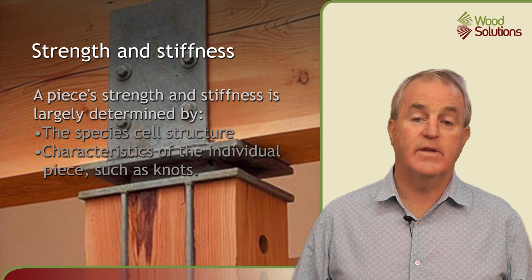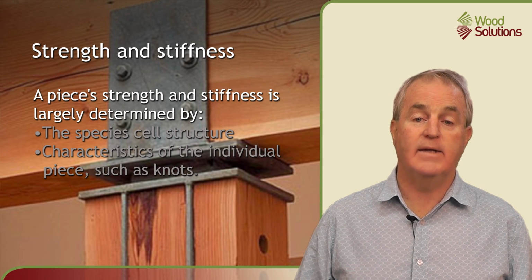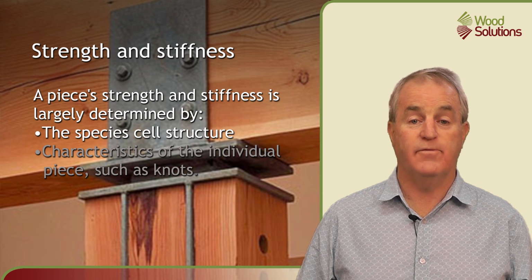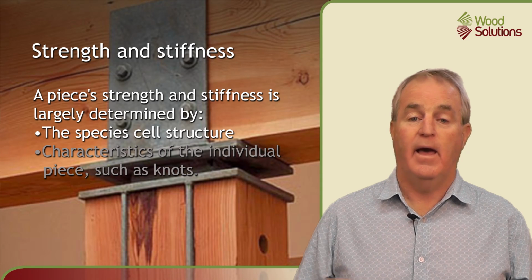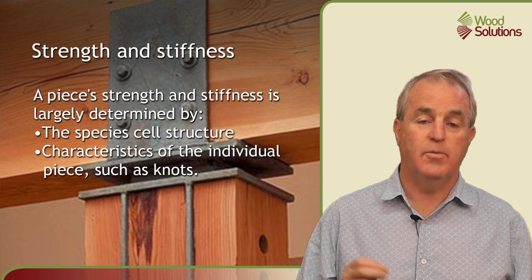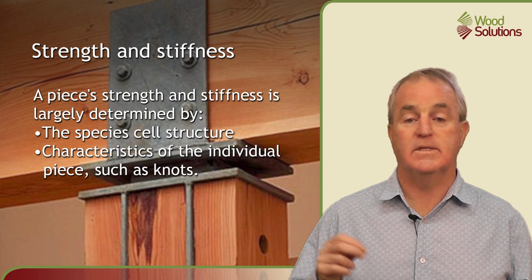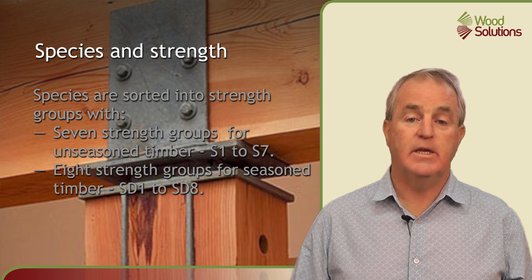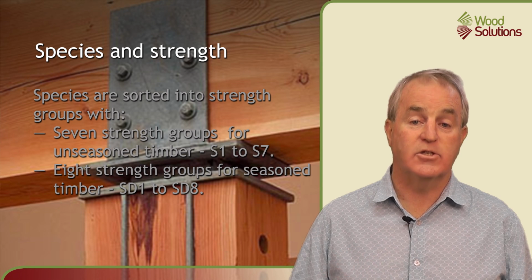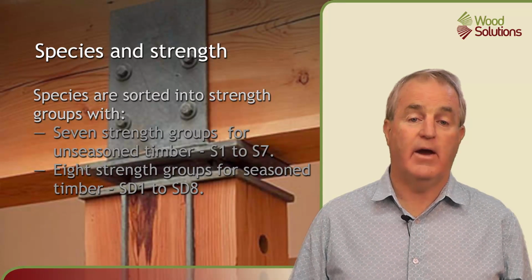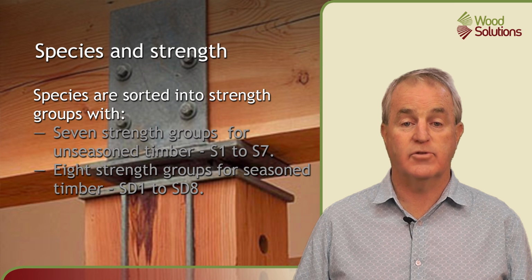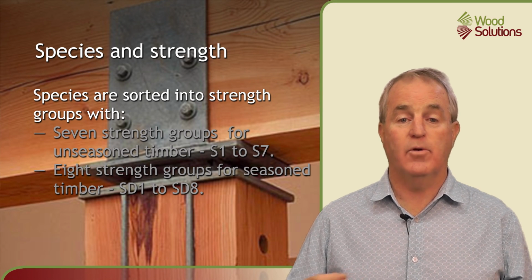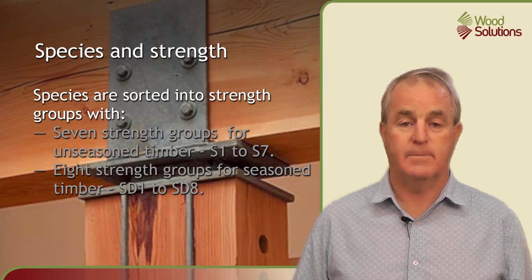The strength and stiffness of a piece of timber is then largely determined by two things: the wood's cell structure, which is a function of the timber species, and the characteristics of the individual piece. This influences its cell direction and its moisture content. The timber species will influence its strength. As species characteristics largely determine cell structure and arrangement, wood from an individual species has broadly similar structural properties.